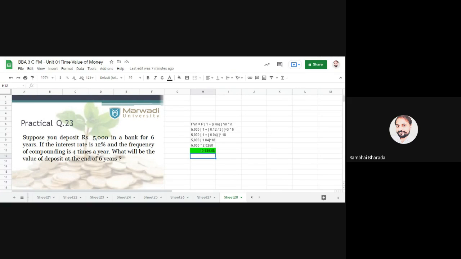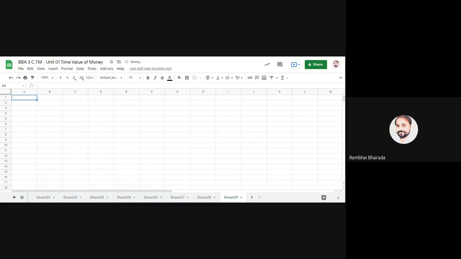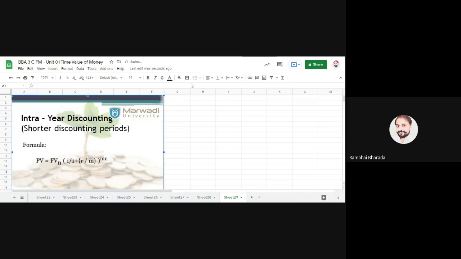Okay, now the last point of this entire unit, and that is intra-year discounting. Up to this, we have discussed intra-year compounding, whenever we have calculation of interest during the year, and now we have the last one, intra-year discounting. Write down the title, write down the formula. As we know, discounting means a present value, and a present value is opposite to a future value. So here opposite means division. So the formula is very simple.